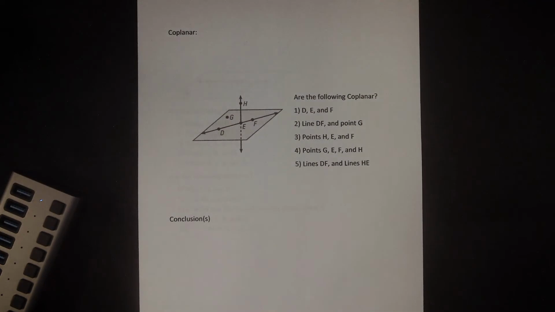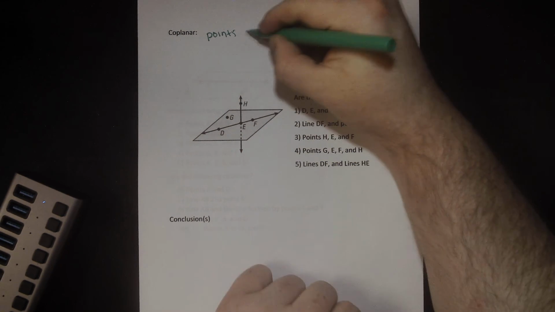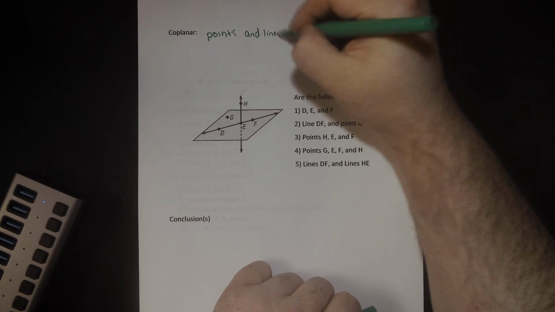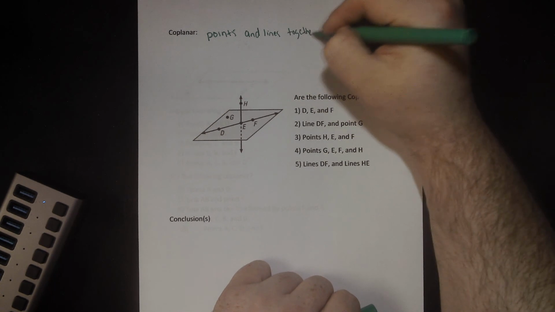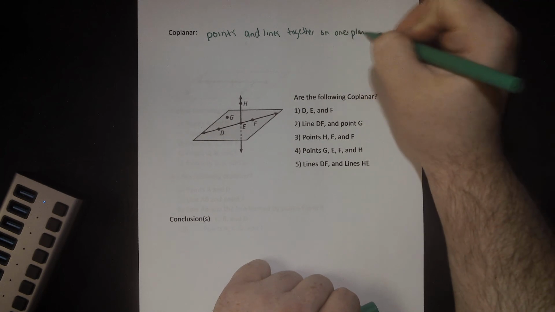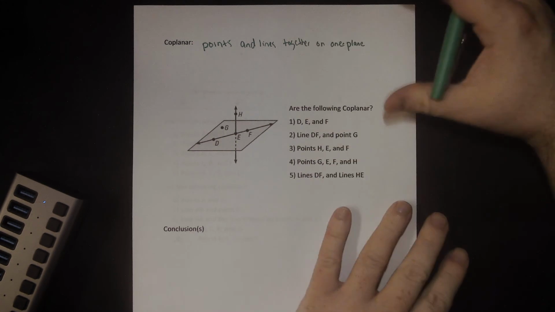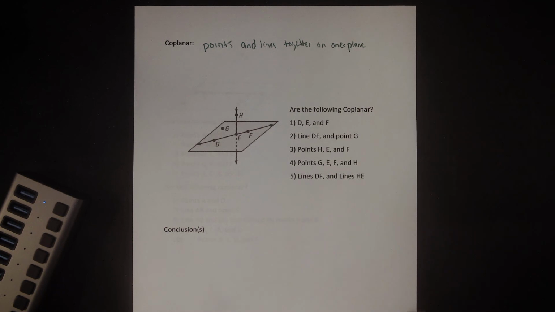Well, what's the other part? Well, the other part is coplanar. Coplanar is like collinear, except for being together on a line, we have points and lines together on one plane. And remember what a plane is. A plane is a flat surface like this piece of paper. If I can basically fit this rectangular piece of paper around the objects, then it's going to be coplanar.